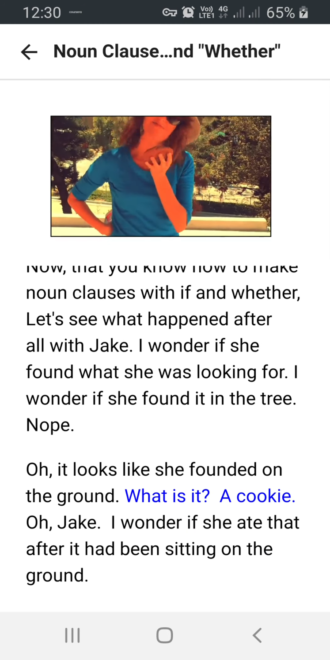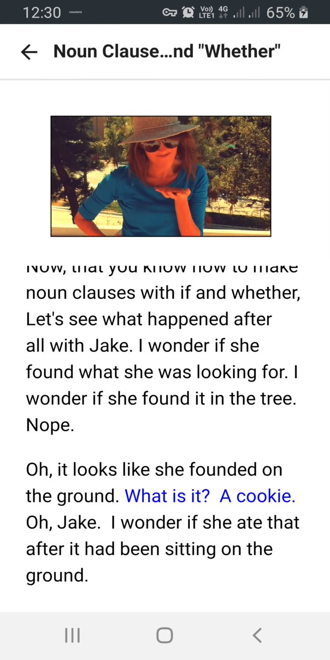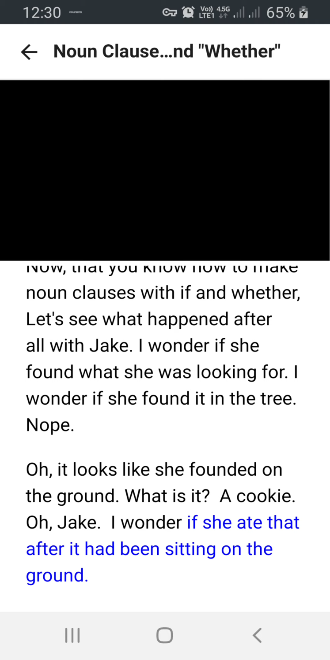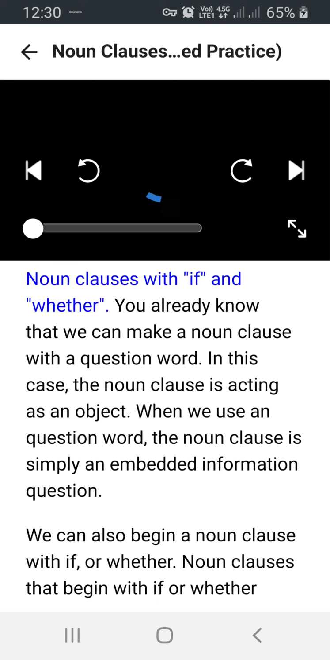What is it? A cookie? Oh, Jake. I wonder if she ate that after it had been sitting on the ground.